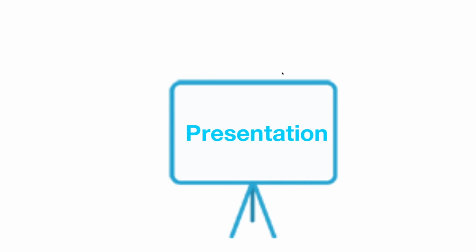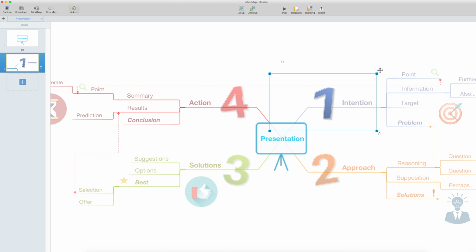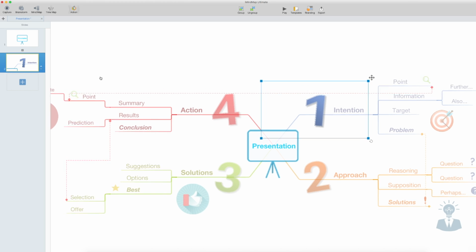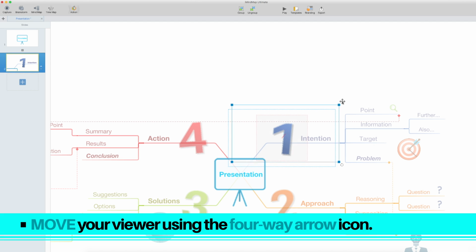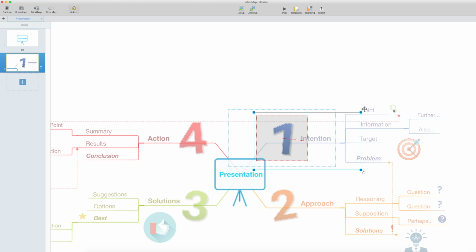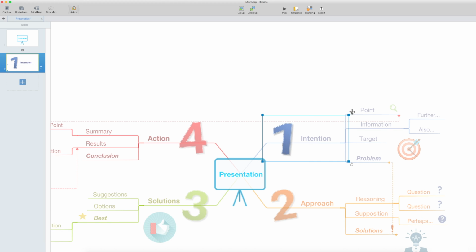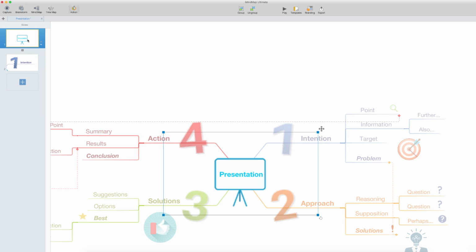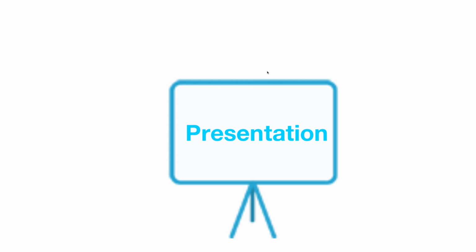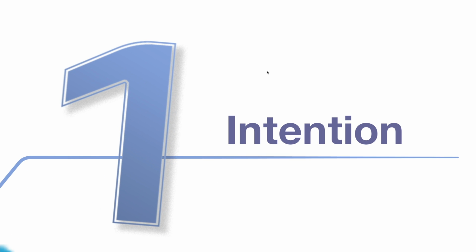It's a little off at the moment, and you can see with our viewer that it's a little too centered around the one and we don't get to see the word intention. So I'm just going to go ahead and move that around a little bit using the little four-way arrow icon. There's a bounding box around the item, so you can't move the viewer too far from the original source. You can shrink the box in using the control points and just adjust that again. And now when we preview our presentation, we get a much clearer view of the branch that we chose. Hit escape to get out of the preview.